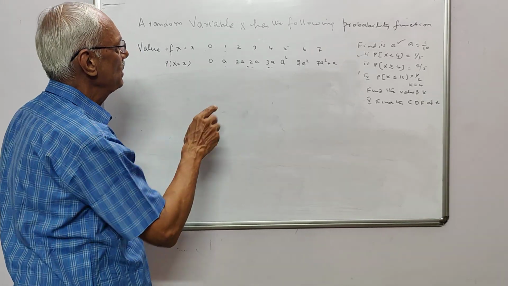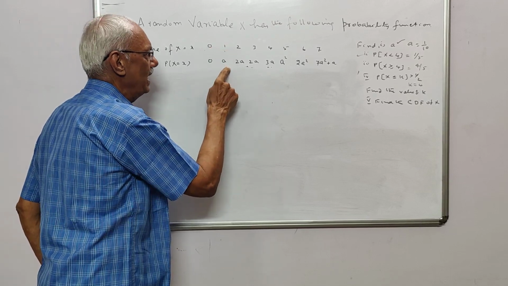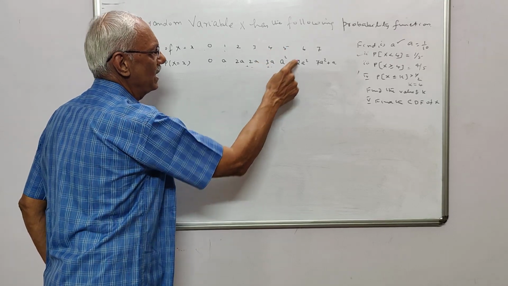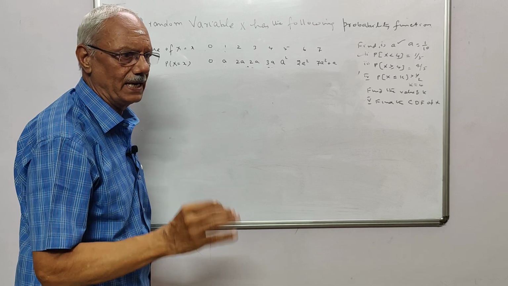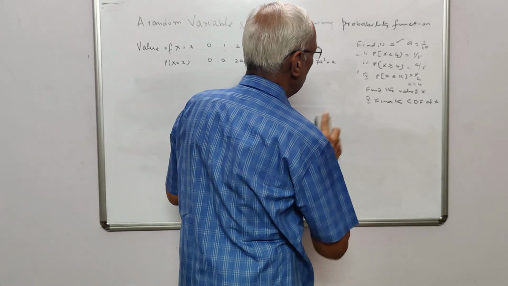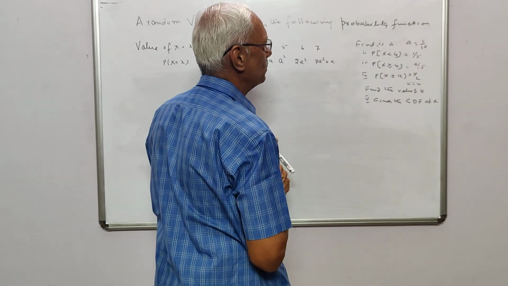Probability means the chance of getting 0 is 0, the chance of getting 1 is a, 2 is 2a, 3 is 2a, 4 is 3a, 5 is a squared, 6 is 2a squared and 7 is 7a squared plus a. Now here we will start answering the questions one by one. So let me answer the questions one by one.